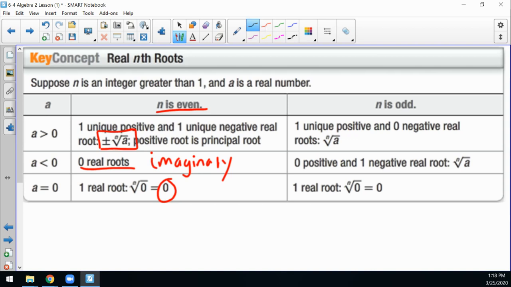Now, if our n is odd, 1, 3, 5, so on and so forth, there's one unique positive and no negative roots. That's different from when it was even. If we have a negative number, notice there's no positive and there's one negative. So there is a solution when it's a negative number underneath the radical sign. And finally, no matter what, the root of 0 is still going to be 0.